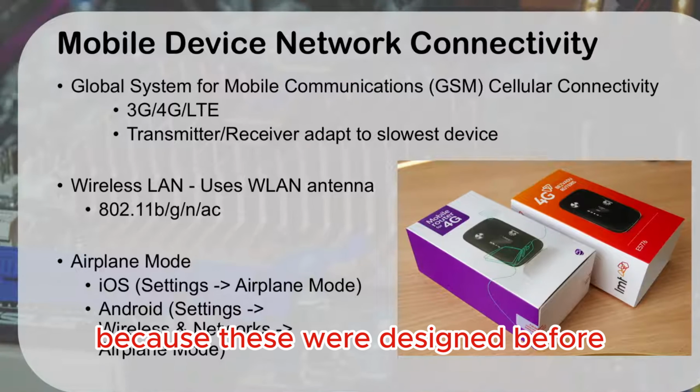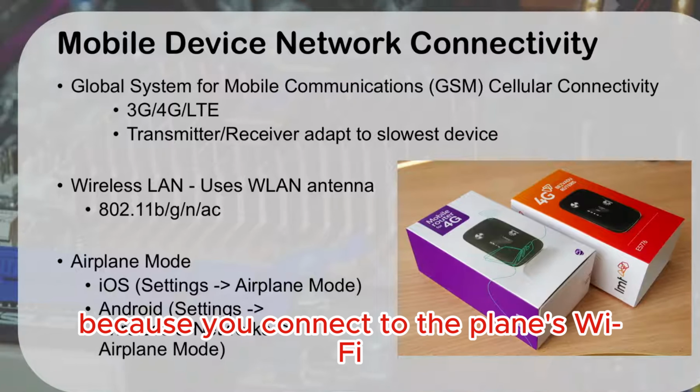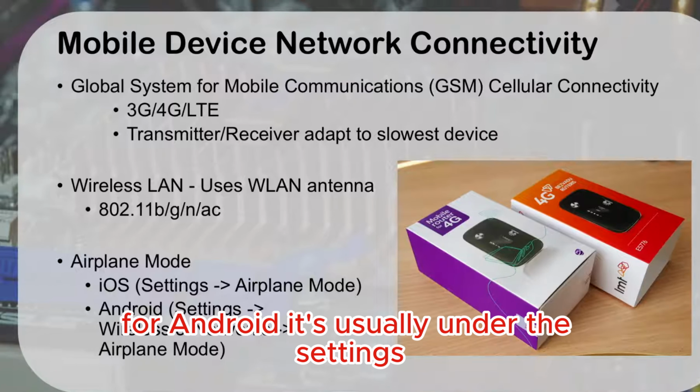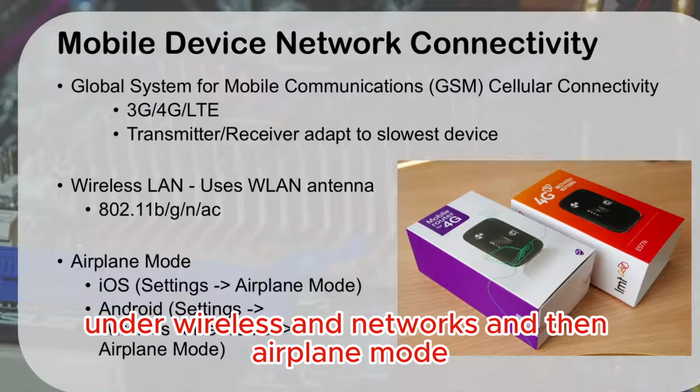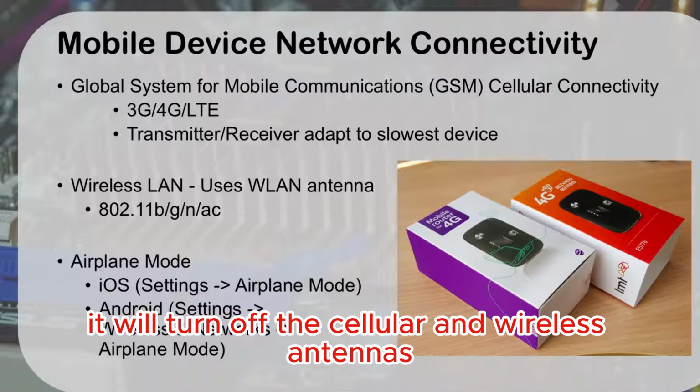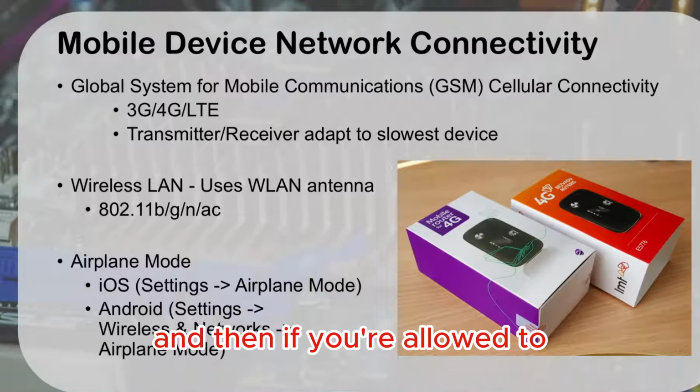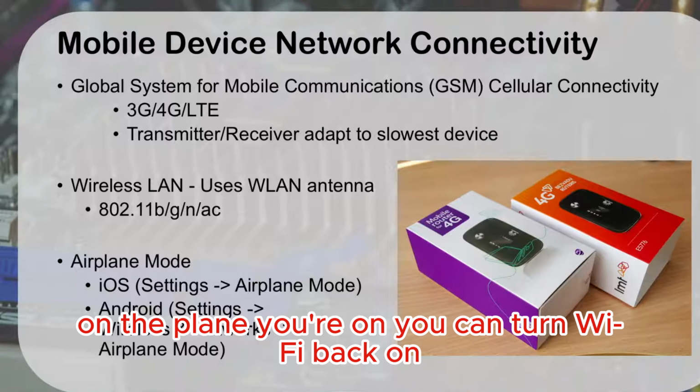Okay? Nowadays, you'd go into airplane mode and then turn your Wi-Fi antenna back on, because you can connect to the plane's Wi-Fi. For Android, it's usually under settings, under wireless and networks, and then airplane mode, and again, it will turn off the cellular and wireless antennas. And then if you're allowed to on the plane you're on, you can turn Wi-Fi back on.